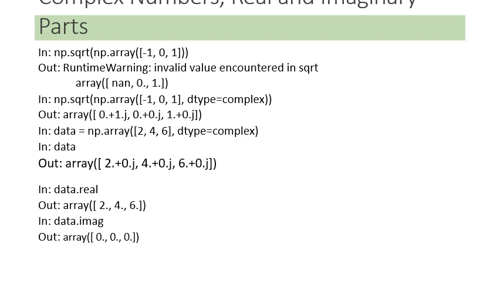So that could be the part, and then the real data can be 2, 4, 6, and the imaginary data can be 0, 0, 0, so that it can actually split into two parts.